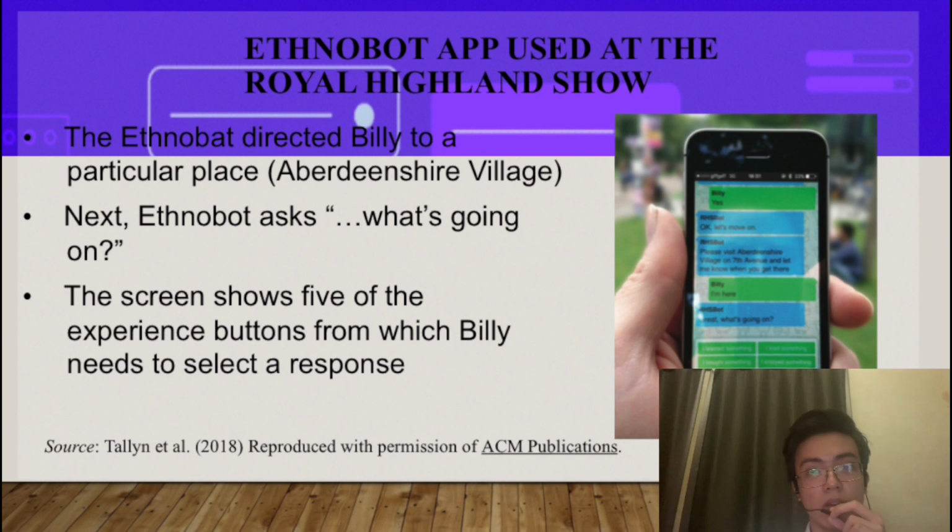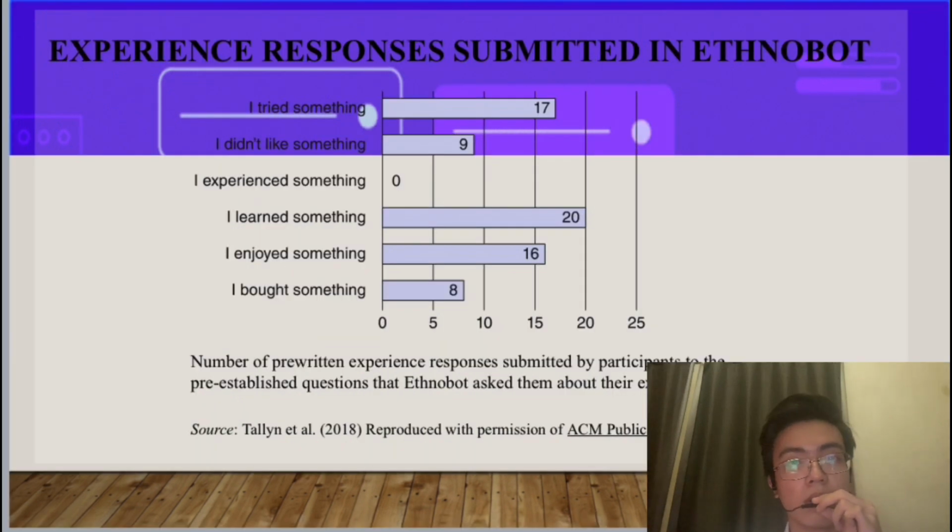Etnabat app is at the Royal Highland Show. The Etnabat directed Billy to a particular place, Aberdeenshire village. Next, Etnabat asks what's going on. The screen shows 5 of the experience buttons, from which Billy needs to select a response. Experience responses submitted in Etnabat.